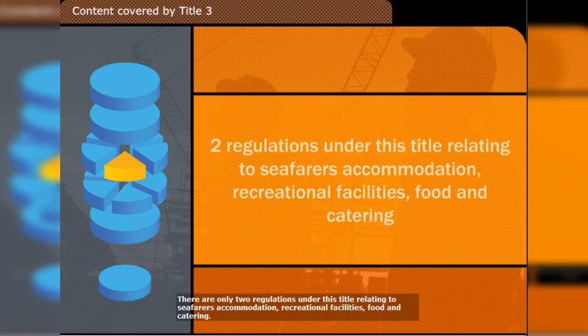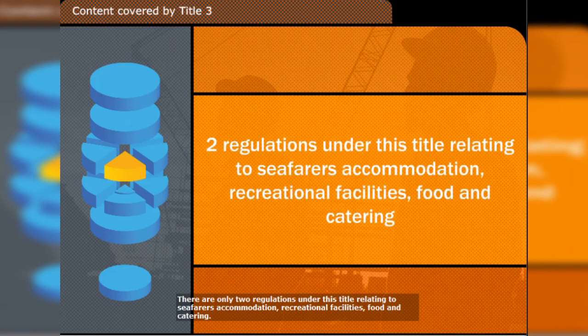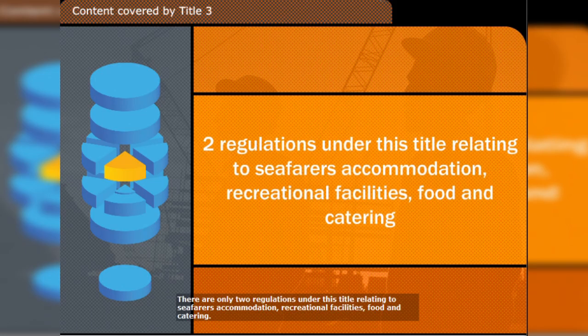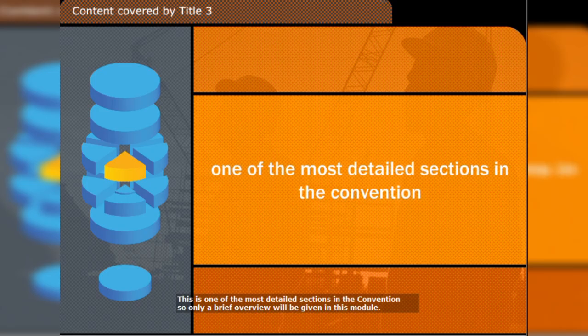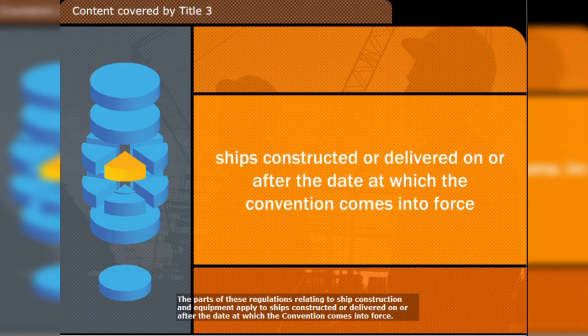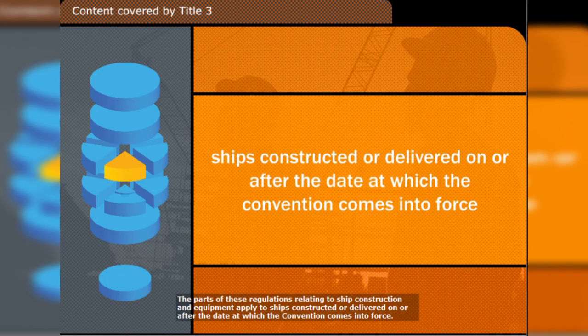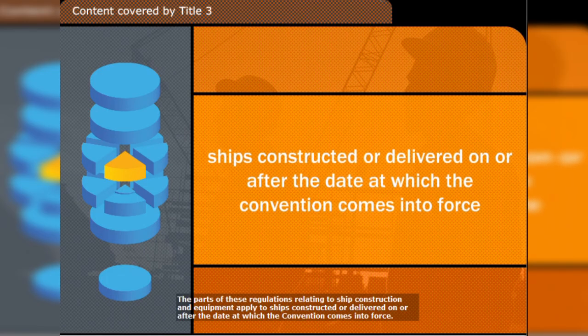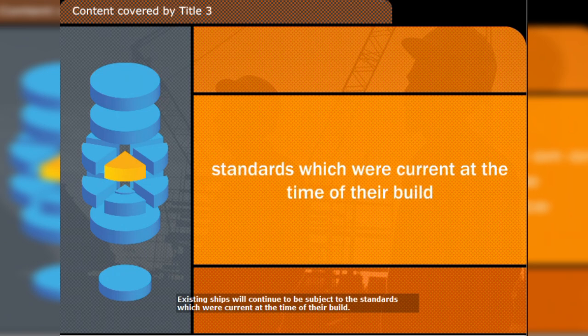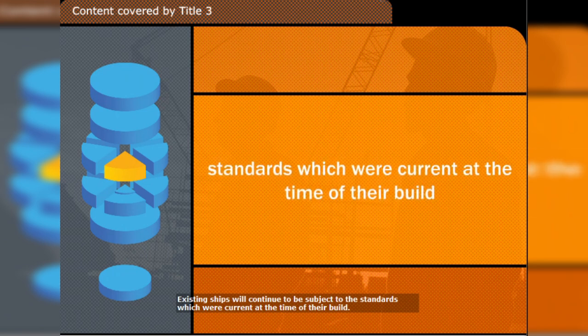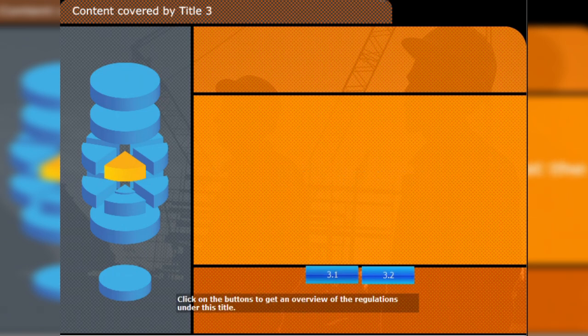There are only 2 regulations under this title relating to seafarers' accommodation, recreational facilities, food and catering. This is one of the most detailed sections in the Convention, so only a brief overview will be given in this module. The parts of these regulations relating to ship construction and equipment apply to ships constructed or delivered on or after the date at which the Convention comes into force. Existing ships will continue to be subject to the standards which were current at the time of their build. Click on the buttons to get an overview of the regulations under this title.